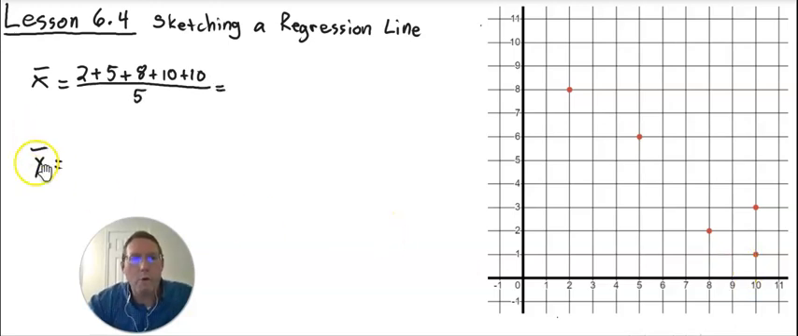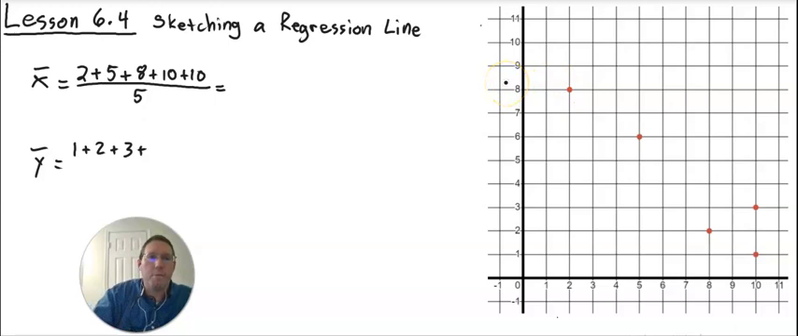And then the y-coordinates, we need the same thing. This one has a y-coordinate of 1. This one has a y-coordinate of 2. And this one has a y-coordinate of 3. So we're going to do 1 plus 2 plus 3. Okay. This one right here has a y-coordinate of 6. This one has a y-coordinate of 8. So we're going to do plus 6 plus 8. We do that all over 5.